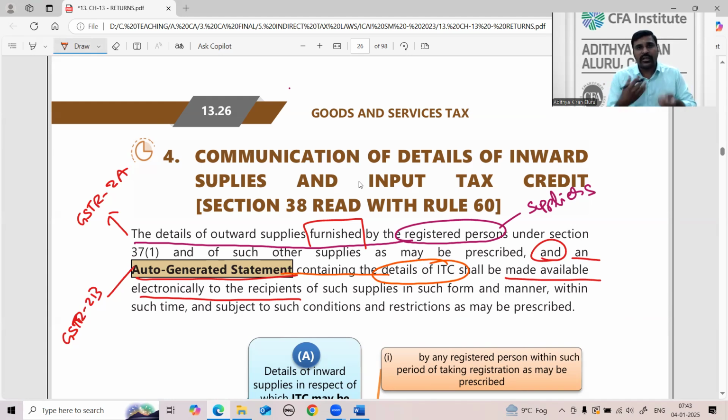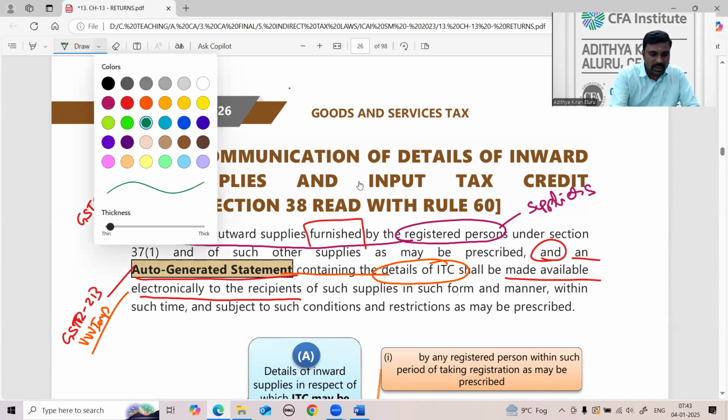Therefore, for claiming the input tax credit, GSTR 2B is important. GSTR 2A is not important. GSTR 2A has no relevance while filing the returns. It is GSTR 2B which has relevance while filing the returns. This is very, very important. So GSTR 2A is of no use for us. We cannot claim input tax credit based on GSTR 2A. We can claim input tax credit only based on GSTR 2B.